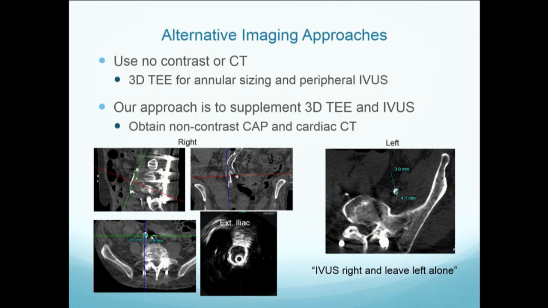cardiac CT. And what you see here on the right side, the external iliac was an adequate size, but we don't know just from this whether there's non-calcified plaque causing a lesion, so we IVUS the right. But on the left, we saw by CT it was too small, so it can't be bigger than that, so we just left that alone.